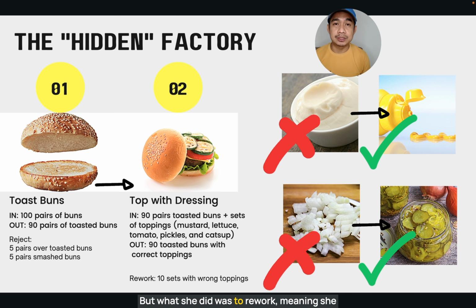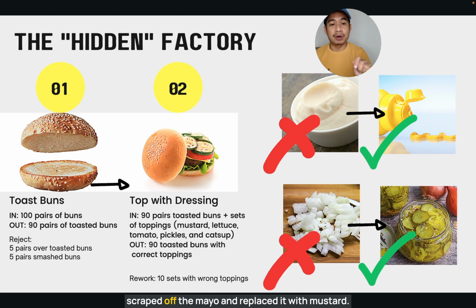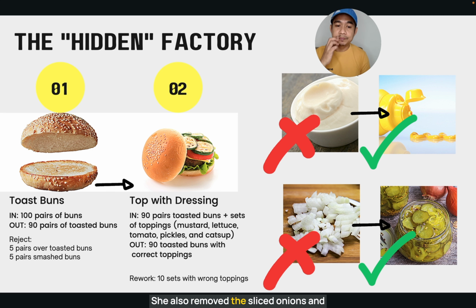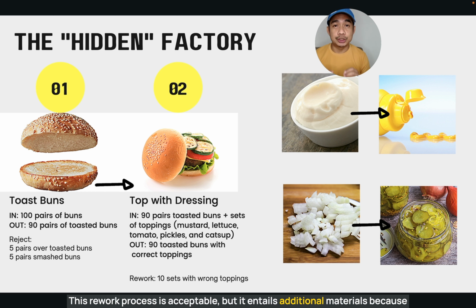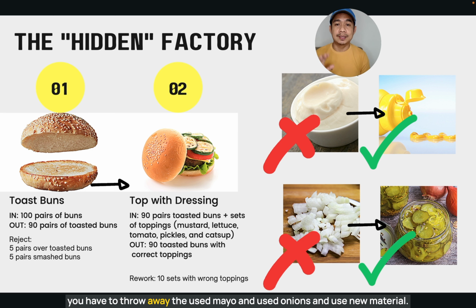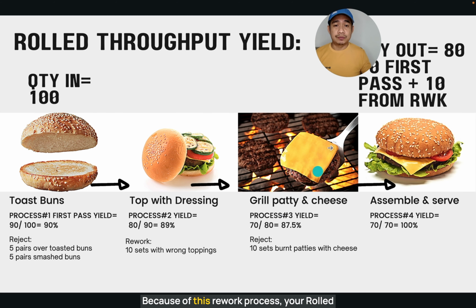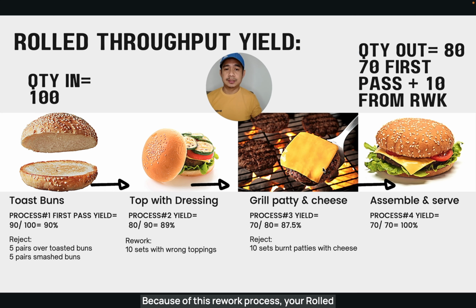But what she did was to rework, meaning she scraped off the mayo and replaced it with mustard. She also removed the sliced onions and replaced it with the correct pickled cucumber. This rework process is acceptable, but it entails additional materials because you have to throw away the used mayo and the used onions and use new material. Because of this rework process, your rolled throughput yield now becomes this one.